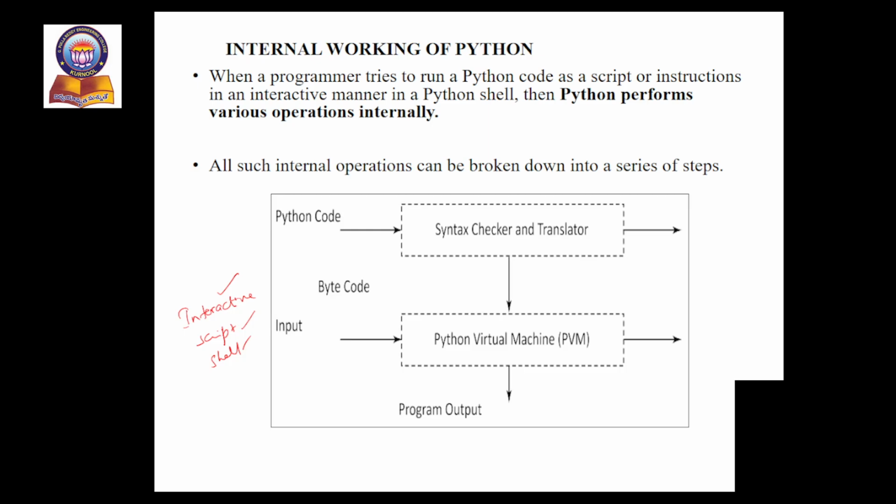Coming to the internal working of Python. When you have written the program, how an interpreter will execute that particular program internally. So these are the steps that are involved in the internal execution of your program. First, the Python code will be sent to the syntax checker and the translator. The syntax checker will check the syntax of your code.